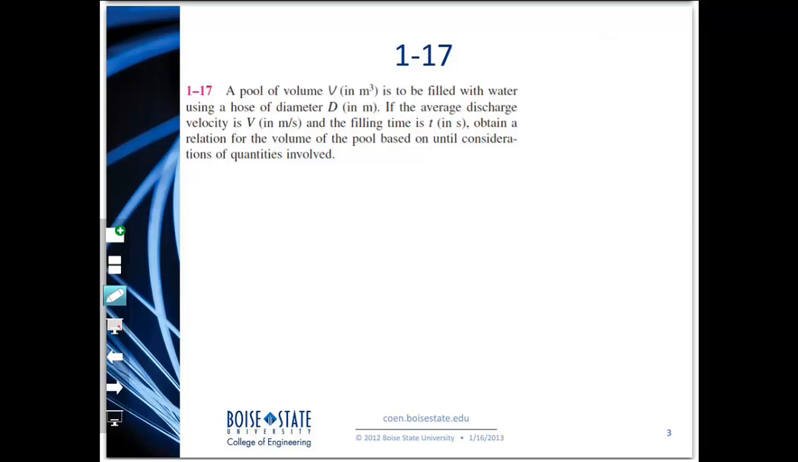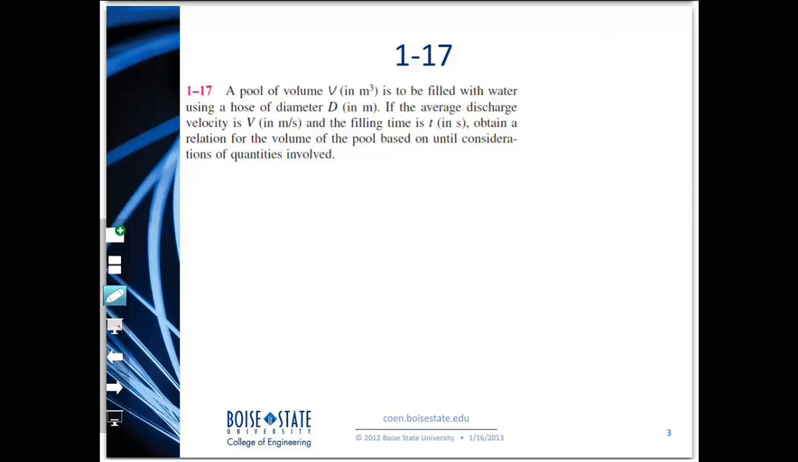A pool of volume V, which is in cubic meters, is to be filled with water using a hose of diameter d, which is also in meters. If the average discharge velocity is v in meters per second and the filling time is t, which is in seconds, obtain a relation for the volume of the pool based on unit considerations of quantities involved.